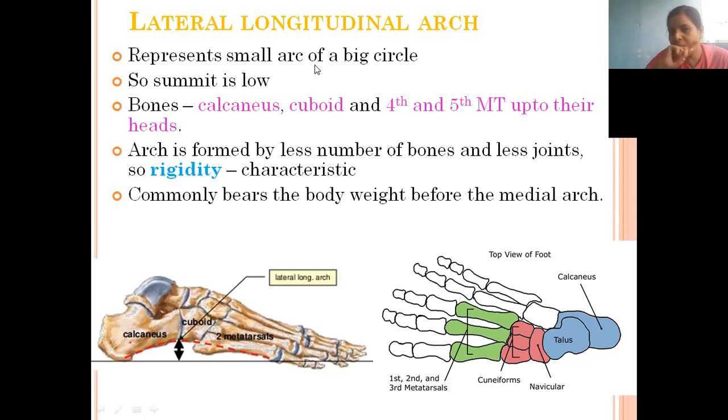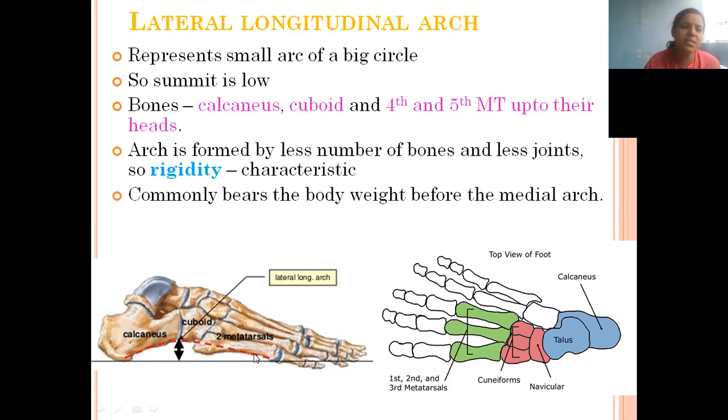Previously, I told you the medial arch is quite big. You observe in your own foot right now. The medial one has more arch. So here obviously the height is not so great as we have found with the medial arch. What are the bones you see? Here also we see calcaneus, but on the other side we see the cuboid bone, and the fourth and fifth metatarsals up to their heads. That means this point. So all this is the lateral longitudinal arch.